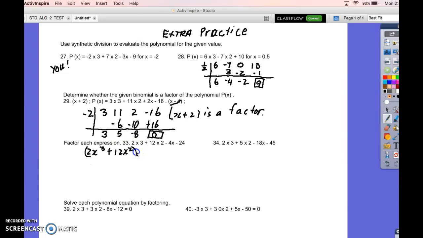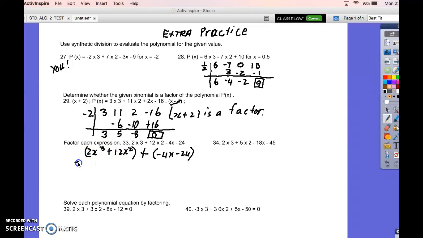So that's our first group of 2's. And then we're going to take the last group of 2's together. I always put plus. And then I have the negative 4x minus 24. That will be the second group of 2's. Now what do you do here? You look for the greatest common factor in each group.